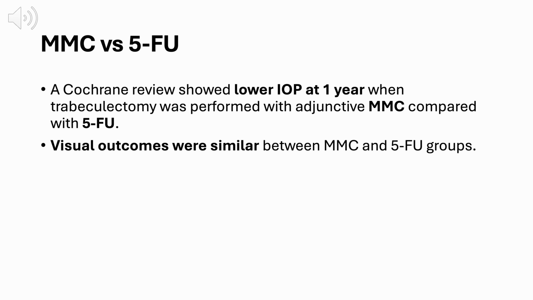A Cochrane review found that trabeculectomy paired with mitomycin C achieved lower intraocular pressures at 1 year compared with cases using 5-FU. Despite this difference in pressure control, the visual outcomes between the two groups were essentially the same.